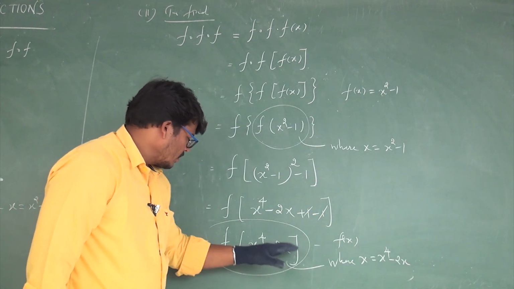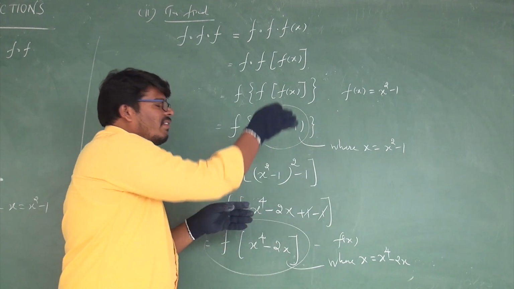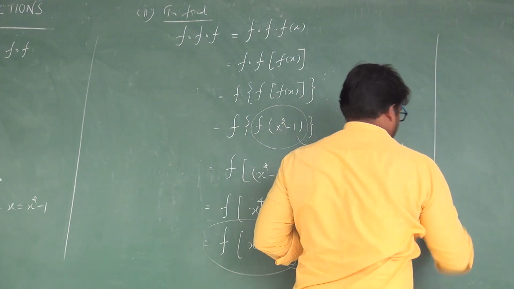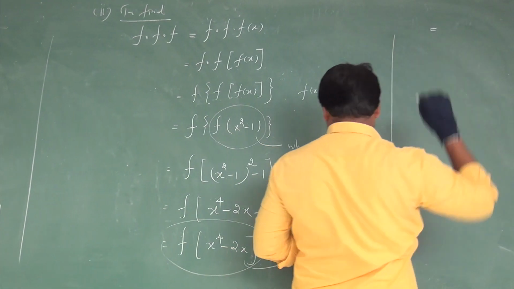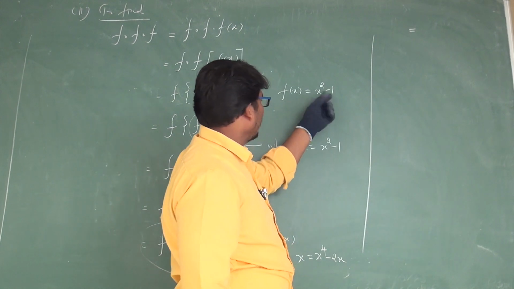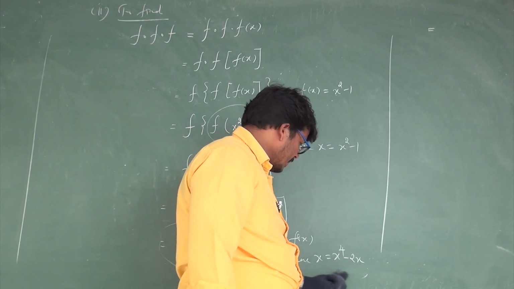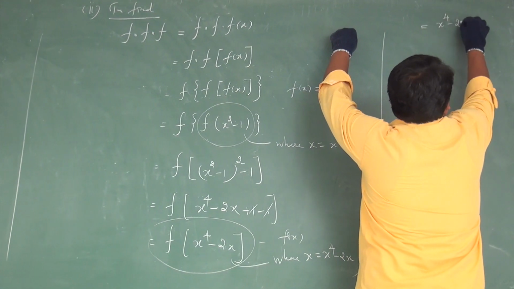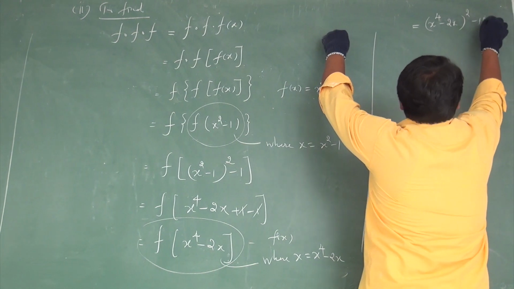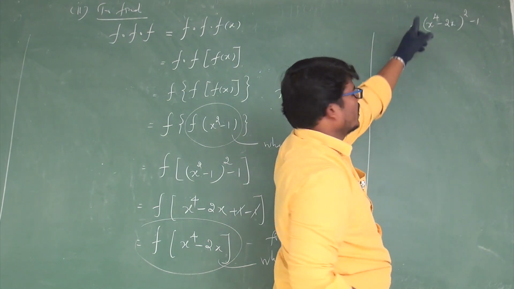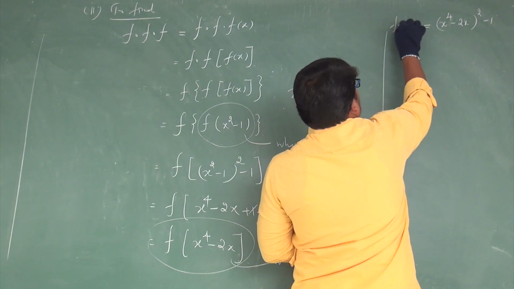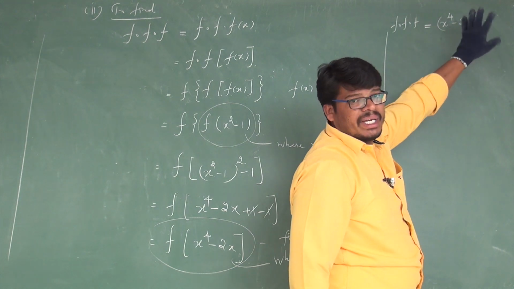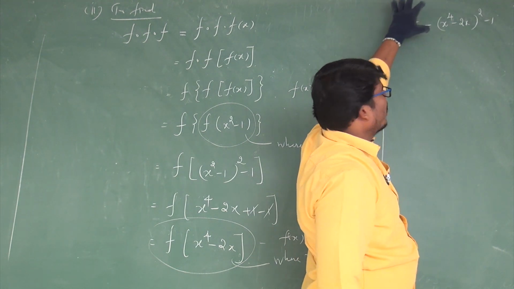Now substitute the value in the entire function f of x. Here f of x is x square minus 1, and here x value is x power 4 minus 2x square. Substituting, we get (x power 4 minus 2x square) whole square minus 1. This is the value of f dot of f.